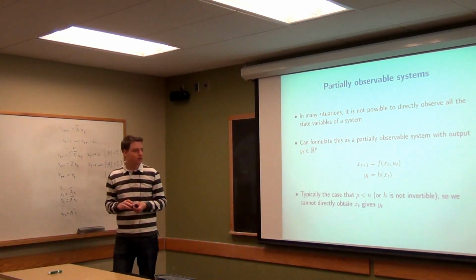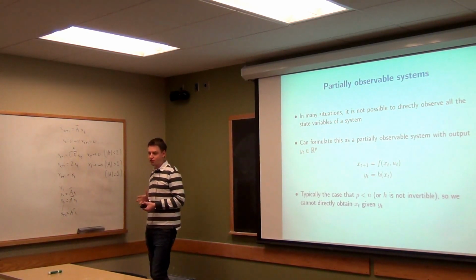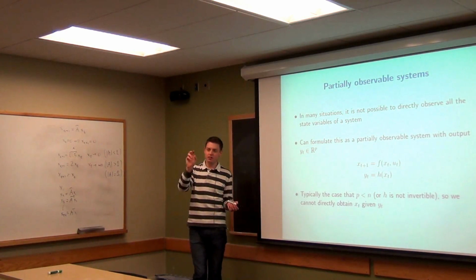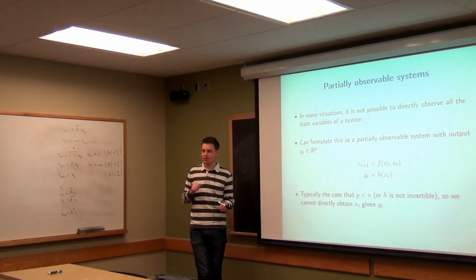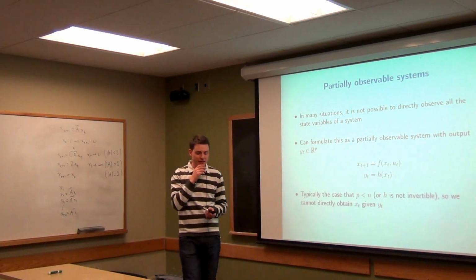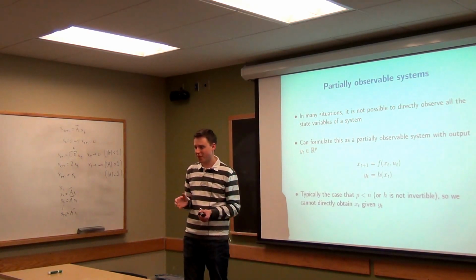But it turns out, just the way you can't always control every state, sometimes you can't observe every state. You can't actually know the values of all the states that you really care about. And this is in fact so common that a whole lot of real systems are in this class.